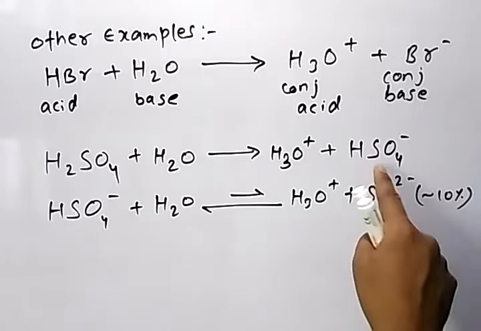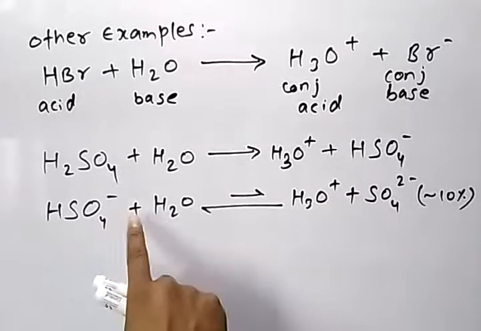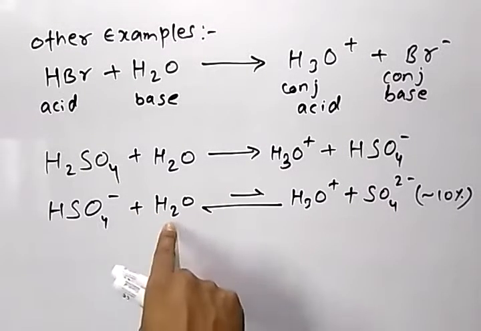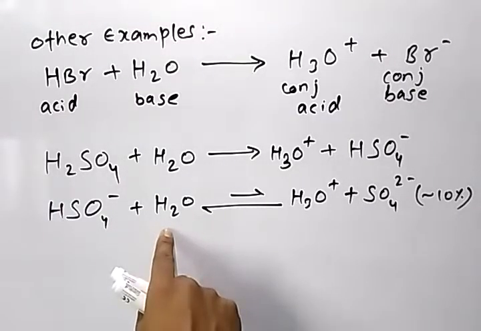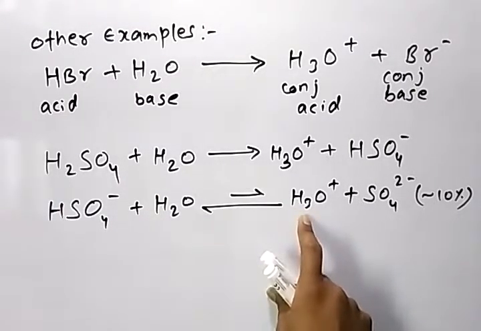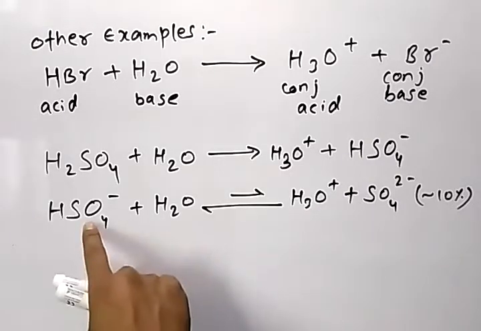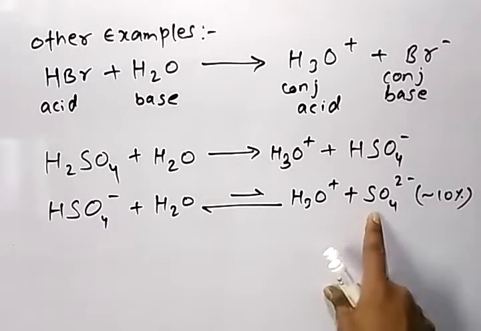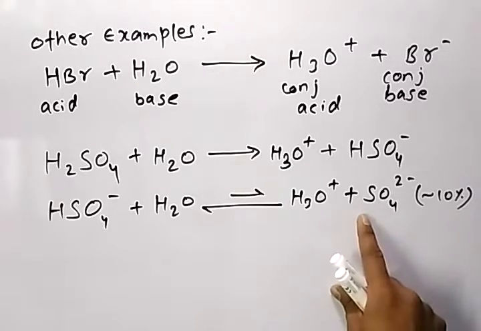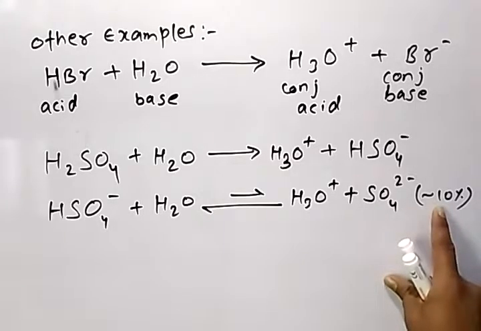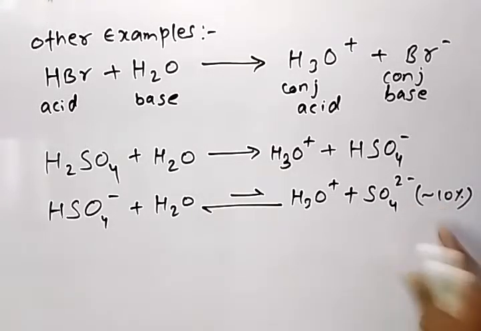But now this HSO4 minus again loses its proton to water to form H3O plus, and it itself becomes SO4 2 minus. But this reaction does not happen completely. It happens to an extent of only 10% approximately. Why?